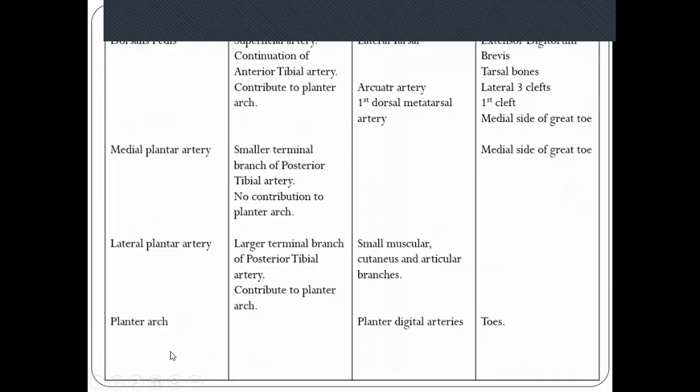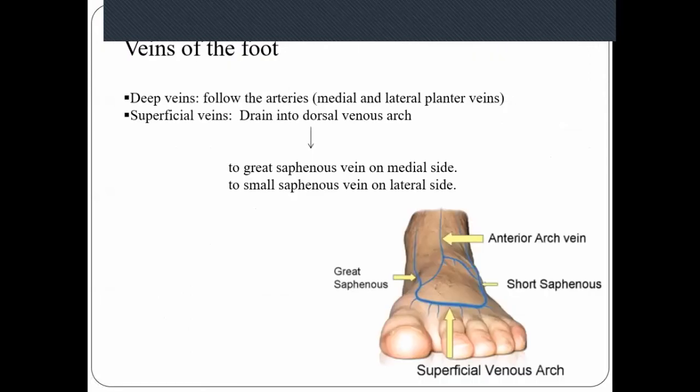The next one is the plantar arch. The plantar arch gives rise to the plantar digital arteries. These digital arteries are the ones which give blood supply to the toes. Okay. So there are just three arteries you have to remember in the foot, which are the dorsalis pedis, medial plantar, and the lateral plantar. And you have to remember which arteries give rise to the plantar arch. Okay.